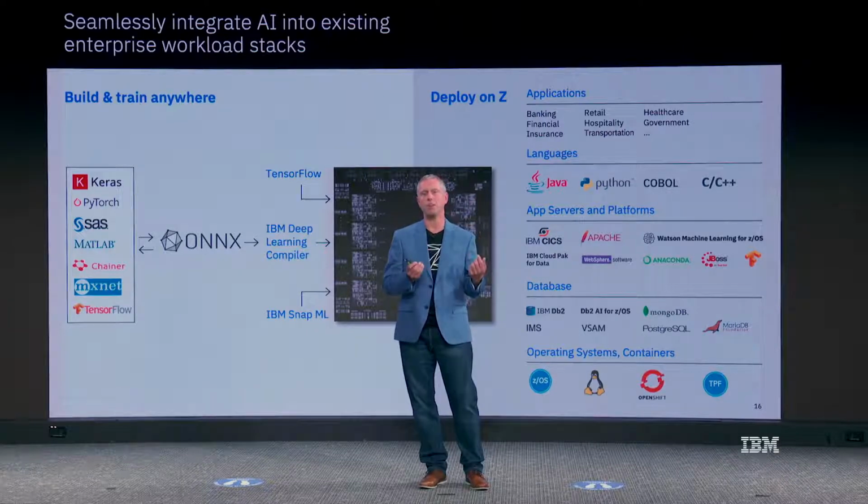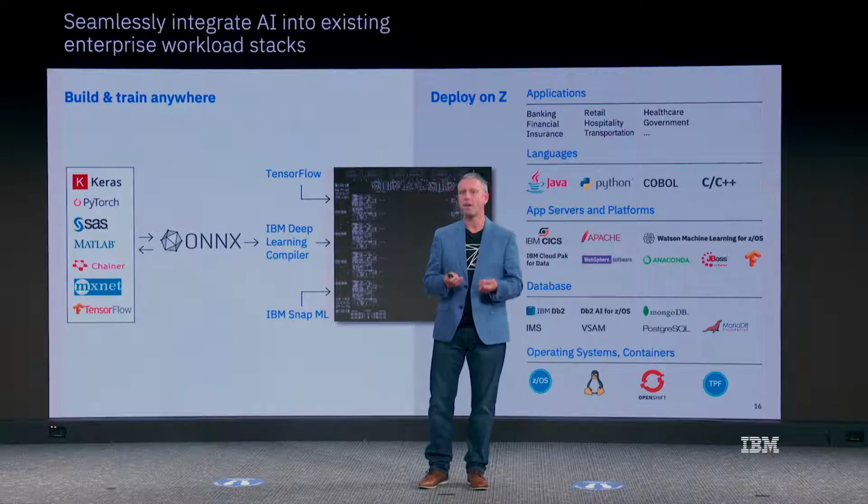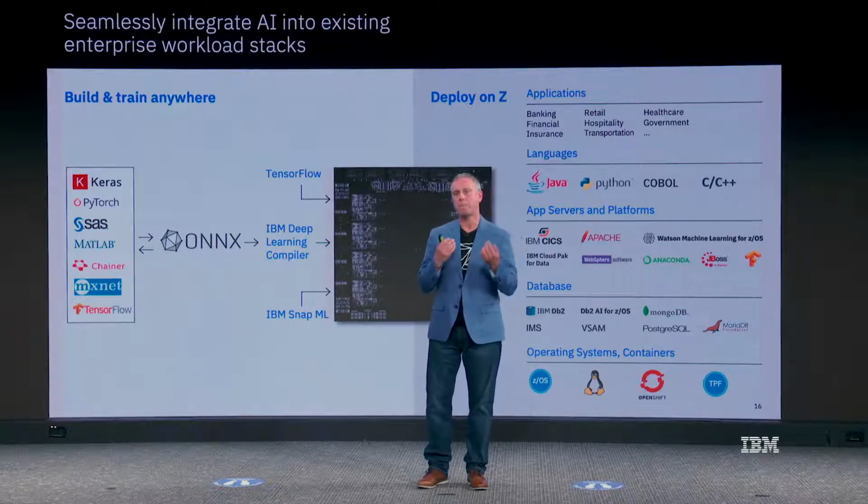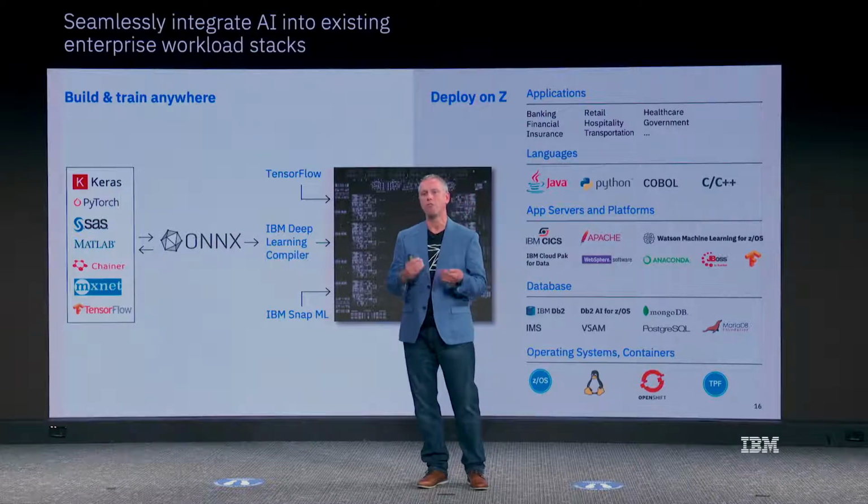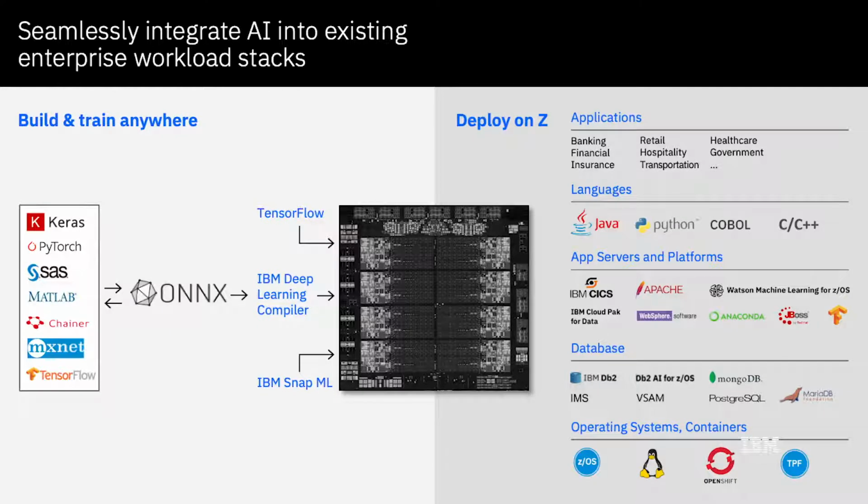And then the trained models can be exported into the Open Neural Network Exchange format. And then the IBM Deep Learning Compiler can take the ONNX model and compile and optimize the model for direct execution on the AI accelerator. On the right side, you see a typical enterprise stack consisting of the operating system and container platform, databases, app servers, and applications. As I already mentioned, there are use cases for AI at every layer in that stack.